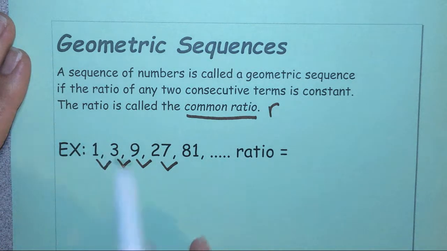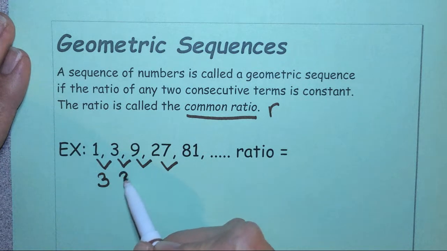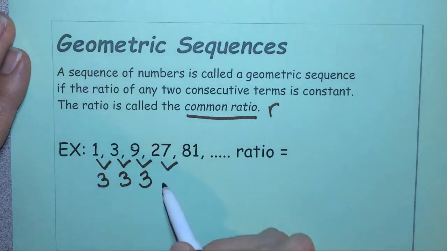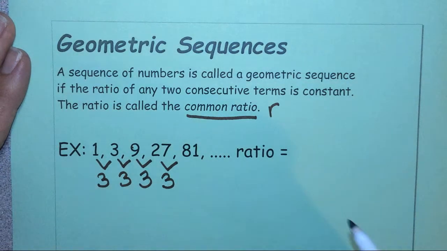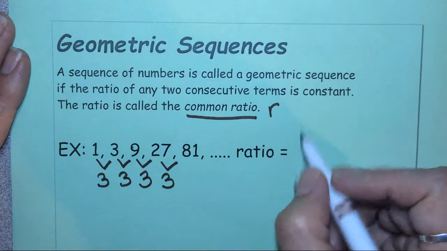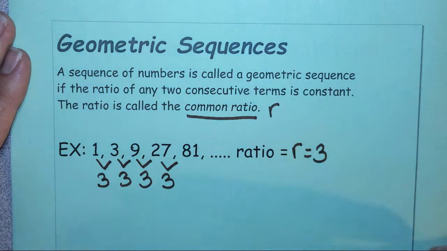So 1 times what is 3? 1 times 3. 3 times 3 is 9. 9 times 3 is 27. 27 times 3 is 81. So this one is geometric because I'm multiplying by the same number over and over to get to the next term, and that common ratio is 3.